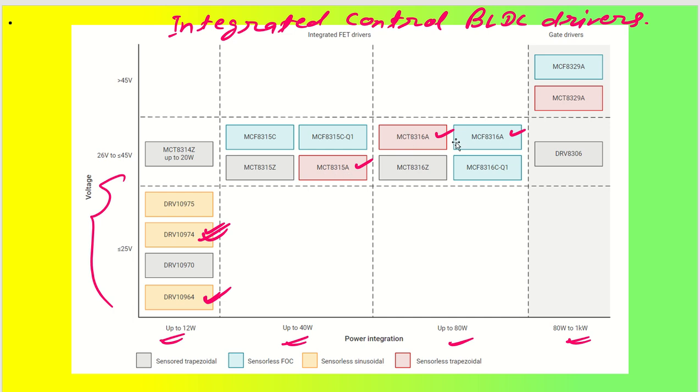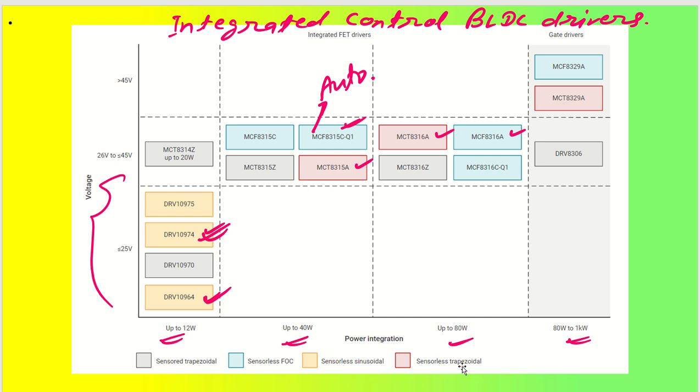So these three ICs are very versatile and very important. If you want, you can go ahead with MCT8315C-Q1, which will be for automotive applications. And you can see this table is very nicely set, with sensored trapezoidal, then sensorless FOC, then sensorless sinusoidal, and sensorless trapezoidal.